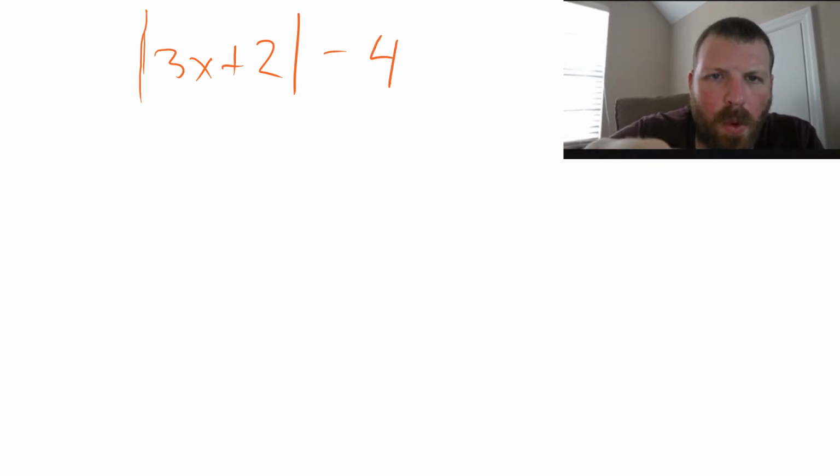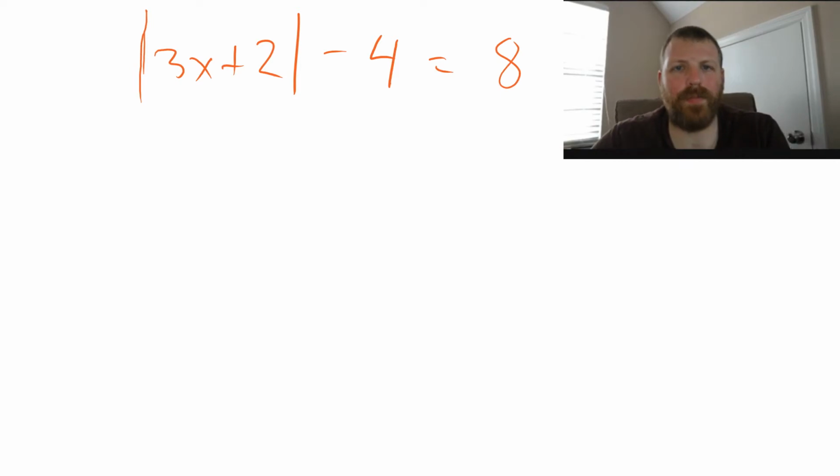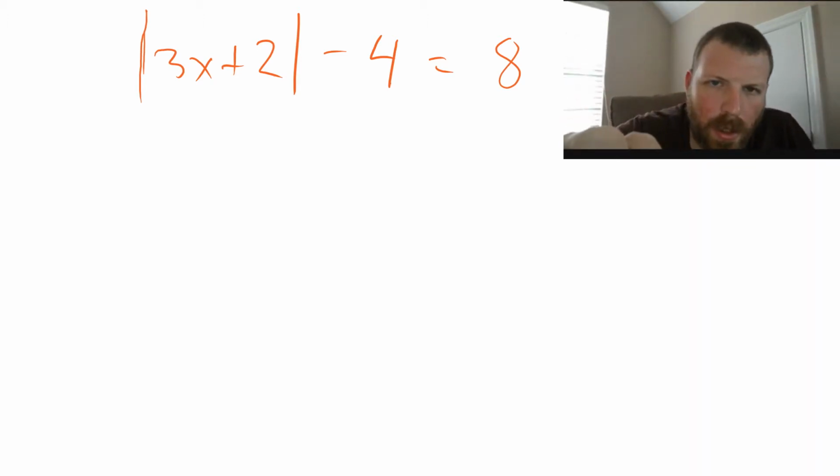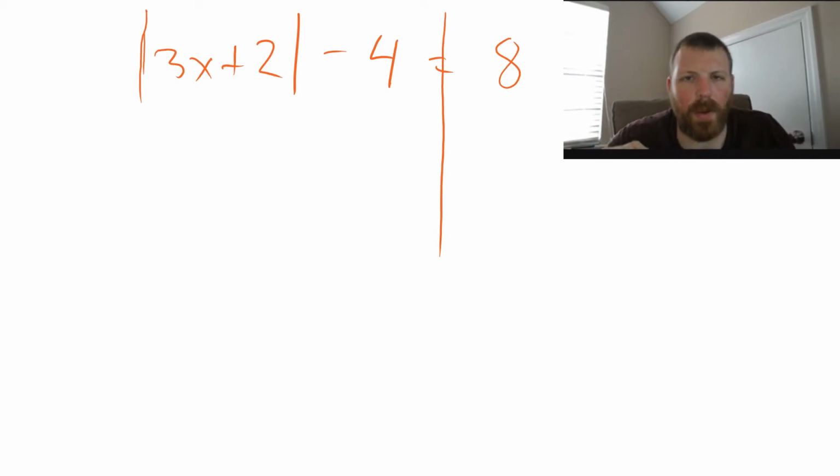All right, so let's try a little bit harder of a question involving absolute value. Let's try something like the absolute value of 3x plus 2 minus 4 equals 8. Okay, again, what we have to do is isolate the absolute value. So we have to isolate the bars first. So to do that, we have to draw our line.